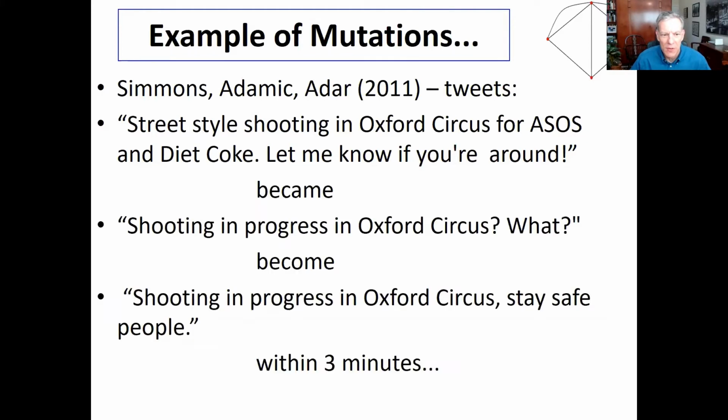And then that was misinterpreted, and within 3 minutes it was tweeted as "Shooting in progress in Oxford Circus, what?" And then "Shooting in progress, stay safe, people." And so the message was very quickly distorted and had a completely different content from what it originally had.